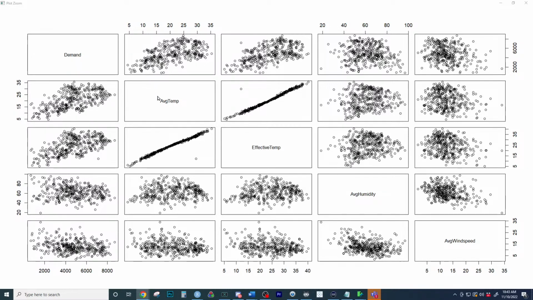And here's a plot of demand and average temperature. Here's a plot of demand and effective temperature. What does this plot right here represent? Because demand is our y. So this is a relationship right here. This plot specifically is a what relationship? So this is a YX relationship, this plot right here. This plot right here is a Y variable of interest with another X.